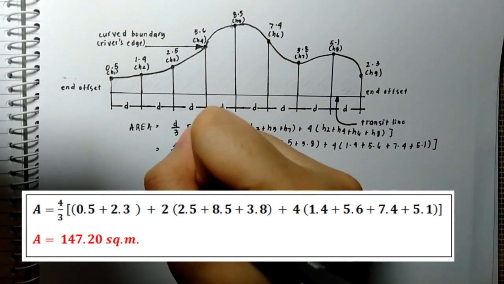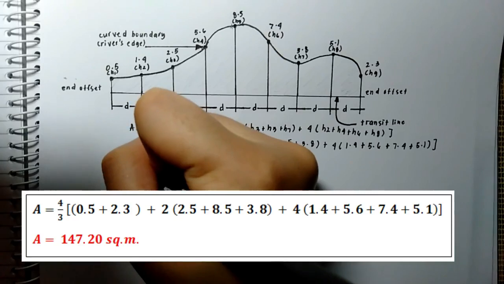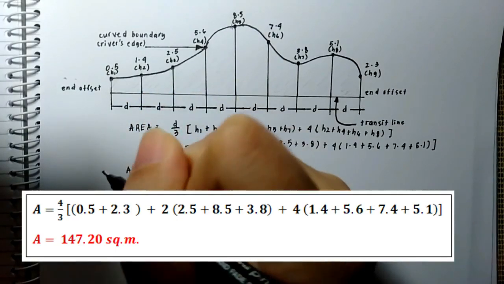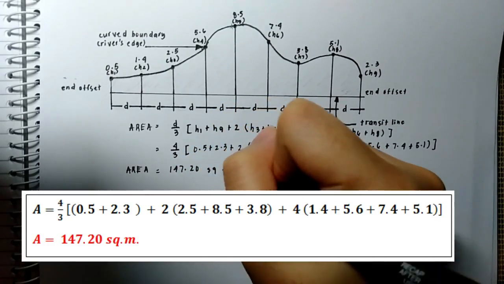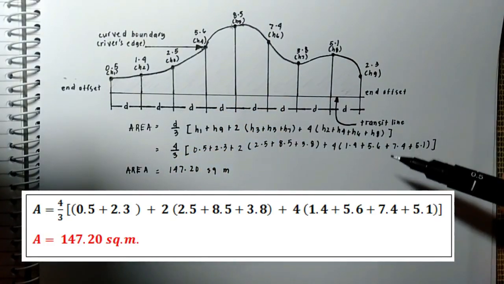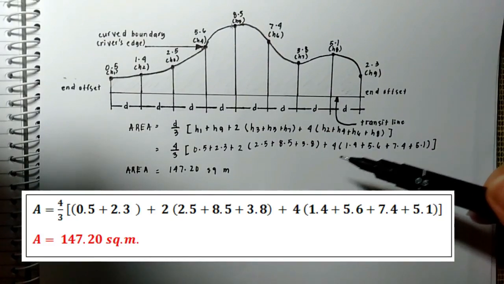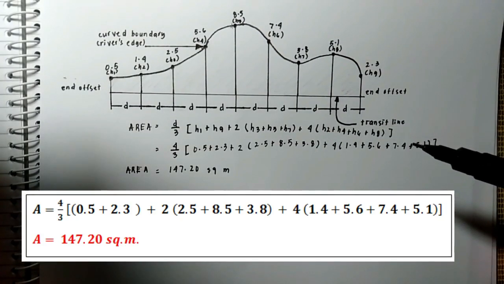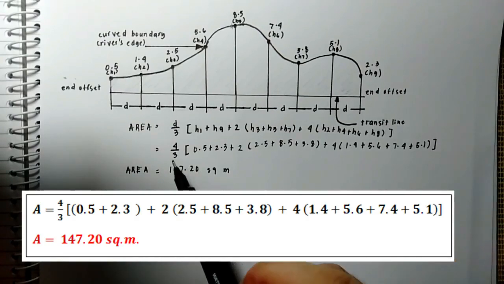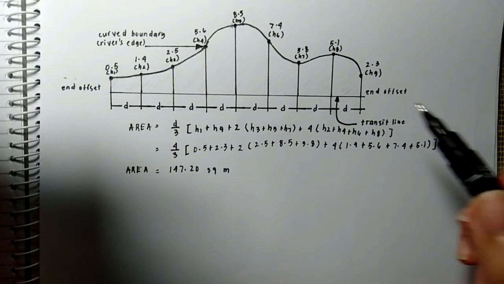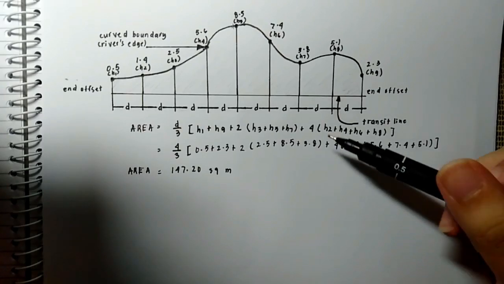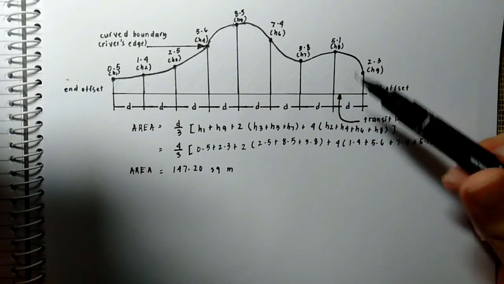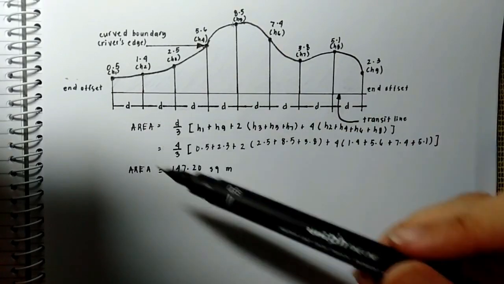So, the answer is our area is equals to 147.20 square meters. So, that's it when you're using the Simpson's 1/3 rule to determine the area of a curved boundary. So, always put in mind the formula for the area that we have written earlier, so that you can easily solve for the area of the curved boundary.